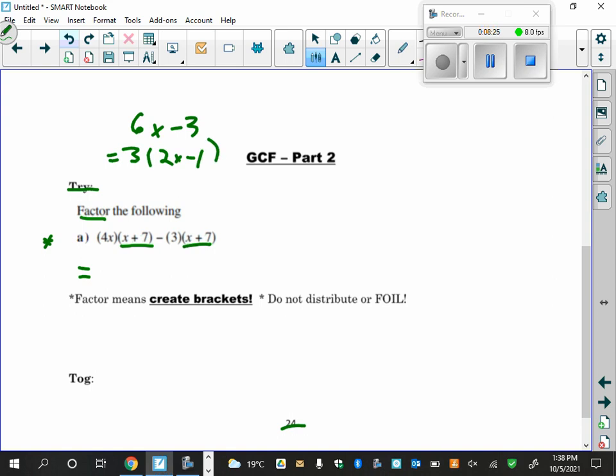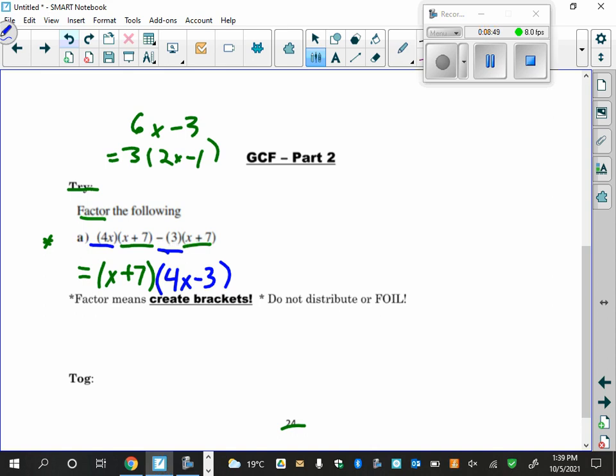Okay, so we're going to take out an x plus 7, keep it in the brackets. This is kind of fun. And whatever is not x plus 7, which I call the leftovers, you put into the second bracket, but don't forget the sign. So you write down 4x subtract 3. Fun! But need to know this for decomp and grouping.